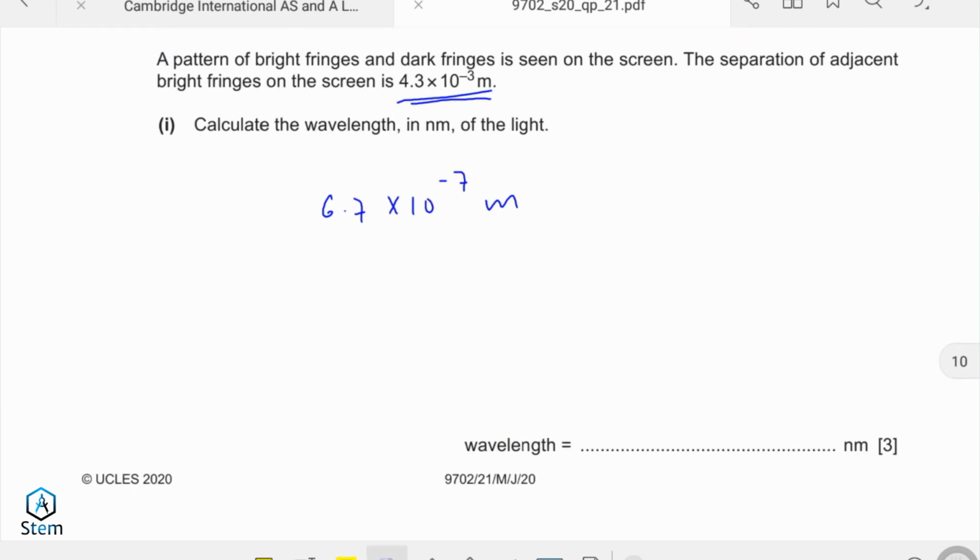You see, they want us to present our answer in nanometers, so we must change it. This is supposed to be 10 to the power minus 9, and if we change it to nanometers, we have 670 times 10 to the power minus 9. All right, so that is our wavelength. It really pays to be looking at the unit which you are supposed to use in your answer presentation.